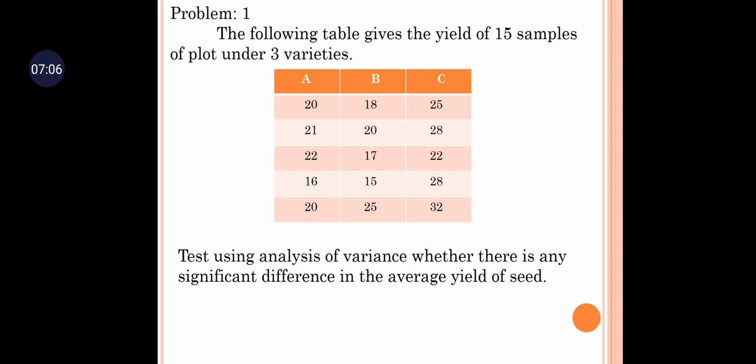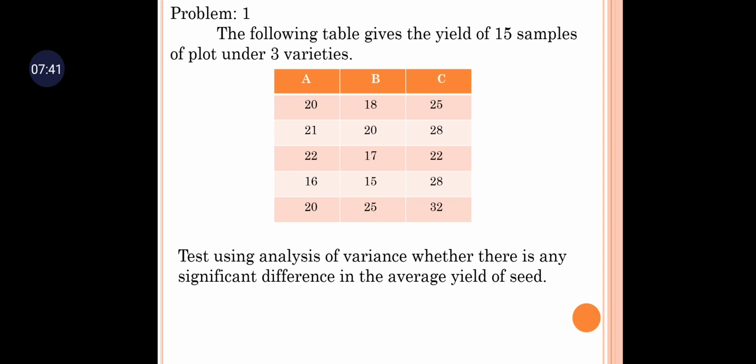This is for one more problem, problem 1. The following table is the yield of 15 samples of plots under 3 varieties: A, B, C. That is called 3 varieties. So 15 samples of plots are there, from 20 up to 32.